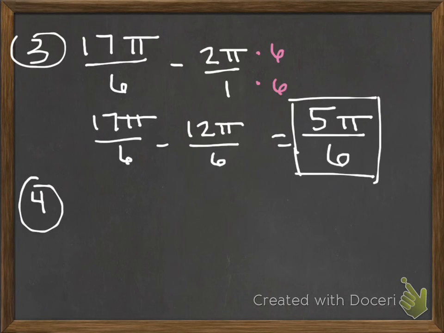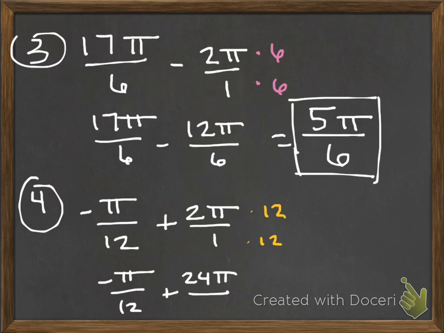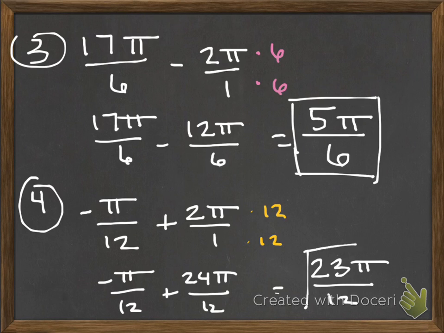Number 4, I have a negative pi over 12. Notice this angle is negative, so that means I need to add 2 pi. And this time, because the denominator is 12, that means I need to multiply by 12, top and bottom. That will always change depending on the problem. So I have a negative pi over 12, and I'm adding 24 pi over 12. When I add these together, I get 23 pi over 12. Notice my angle is positive, and it's less than 2 pi, so I've met the criteria. That's all for today.